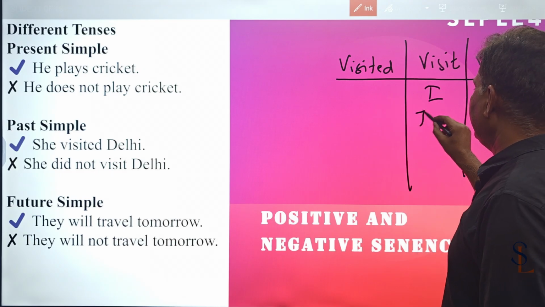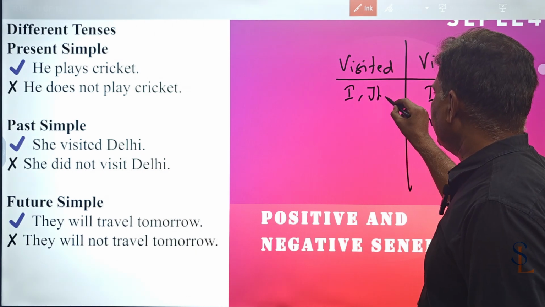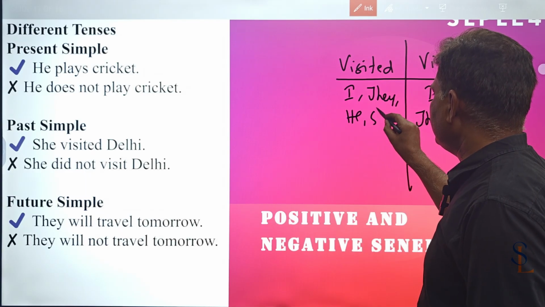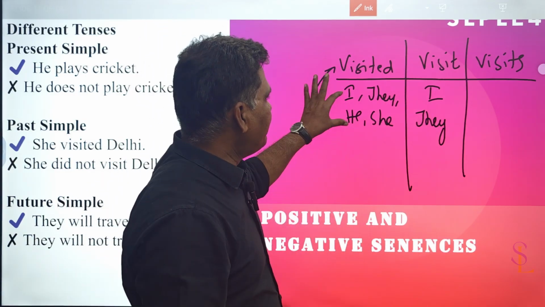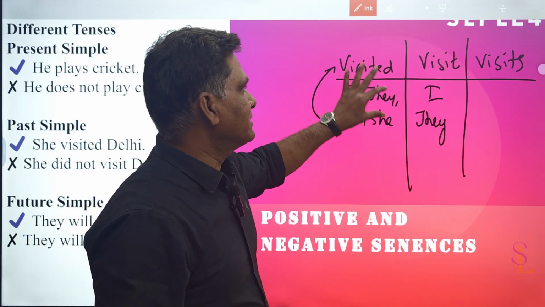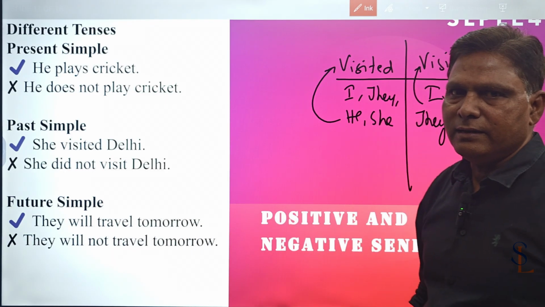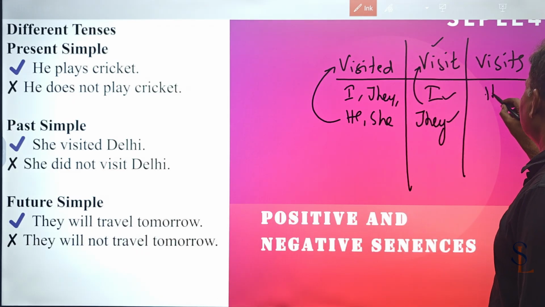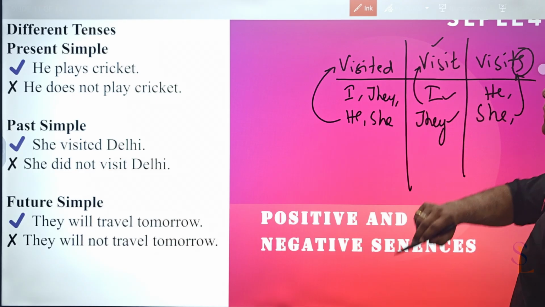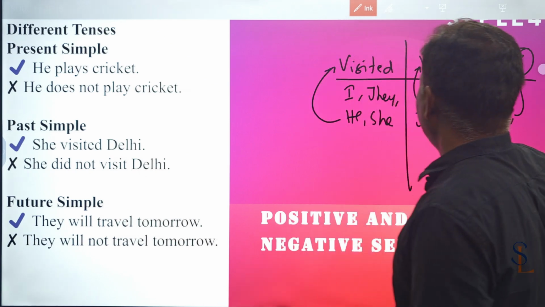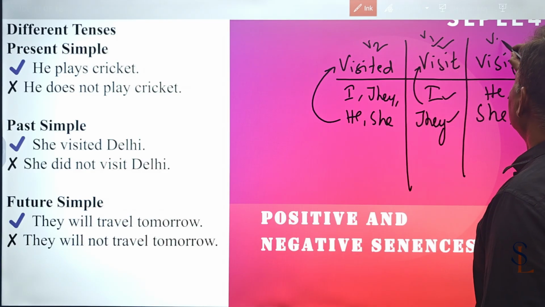I visit, they visit, these are the subjects. Here I, they, he, she, all these can be used with visited, because irrespective of the subject, past tense doesn't change. But when it comes to I, they, we need to use the verb in this form, visit. But if you take he visits, she visits, then the verb should be in this form, verb plus s. Here verb only, and this is usually called V1, this is called V2, this is called V5.